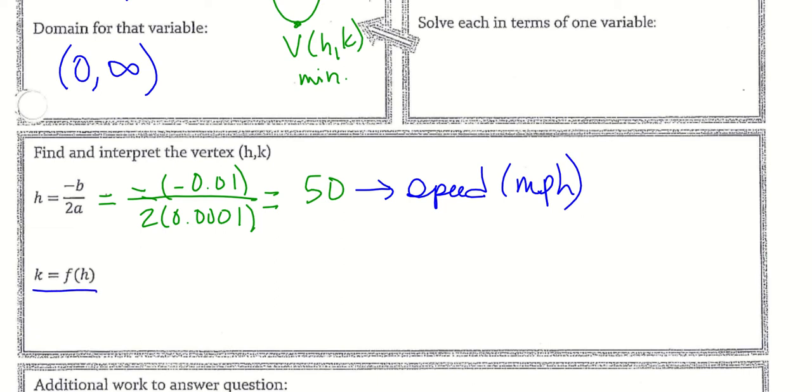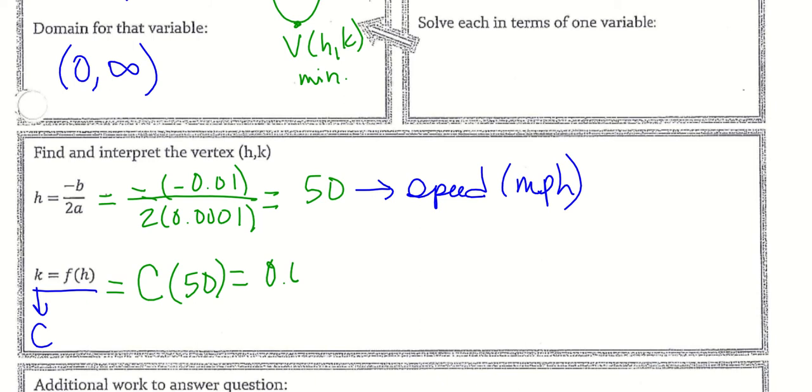Well, K is our Y variable. Our Y variable is a value for the cost. And yes, we need to know what that cost is, and that's a cost per hour in this case. So to find that, we're going to come in here and we're going to find C of 50.